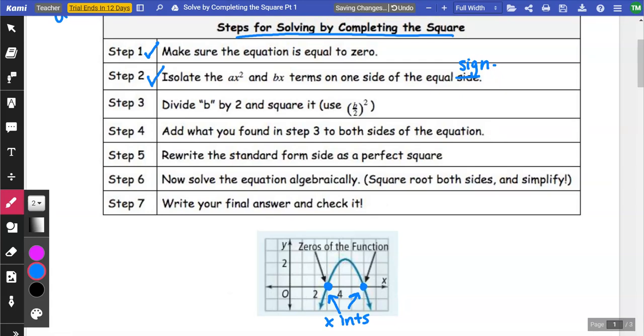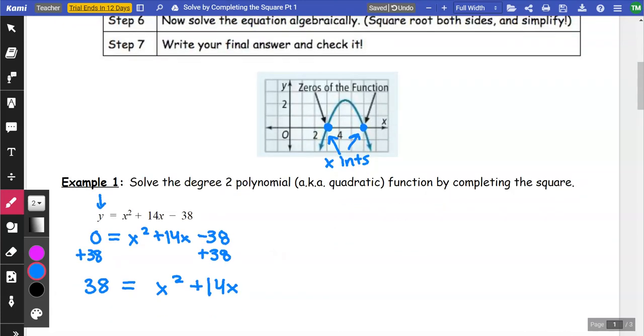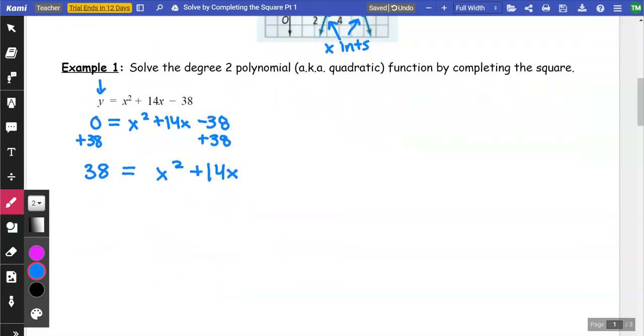All right, now to complete the square, we have to do this little trick. We're going to take the value of b and we're going to divide it by 2 and square it. So what we're going to use to complete the square is b divided by 2 squared. So notice that our b comes from our bx term. Remember, standard form is y equals ax squared plus bx plus c. So b is whatever's attached to the x term. So our b is 14.